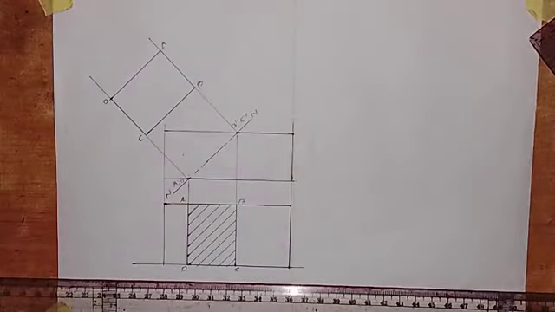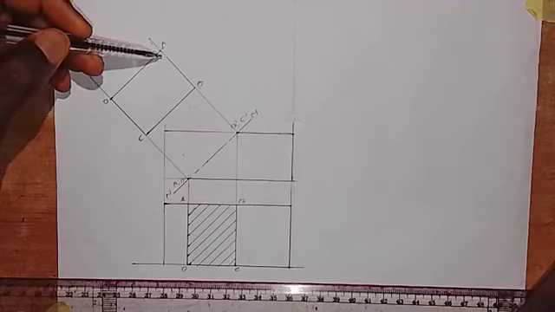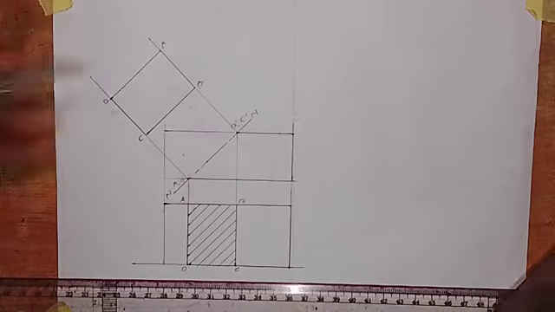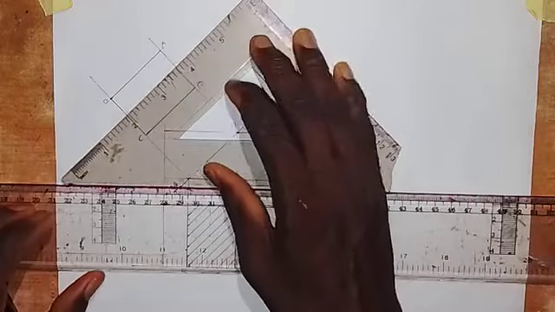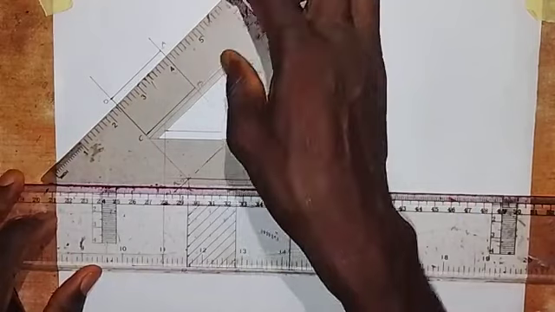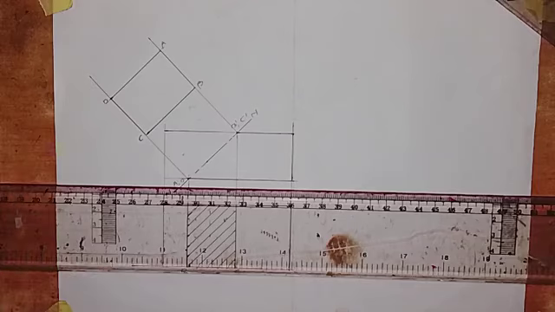And to hash this surface, I can't make use of 45 degrees set square, because whenever we are to produce hatching lines, we need to avoid the hatching lines being parallel to either this line or this. Okay, so look at it. If I'm to use 45 degrees set square, you will see how it's going to be parallel to this line, and that is wrong. That is very, very wrong. So you cannot make use of 45 degrees set square in this case.